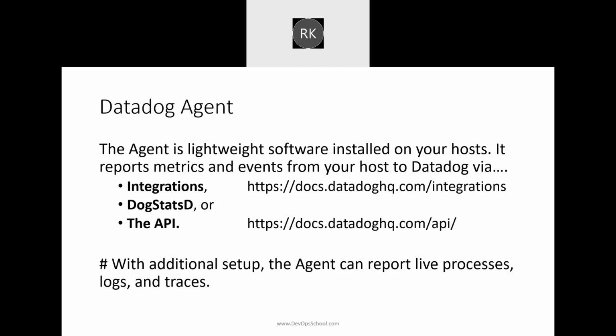So here, understand this. The agent can report the system metrics like CPU, RAM, storage and network. You can configure it to send live process metrics also. If you have logs in the system, you can send those, and traces also. Plus integrations also, some information from dogstatsd, which we'll discuss shortly. And through the API also, you can send any custom data. So are you comfortable with this so far?